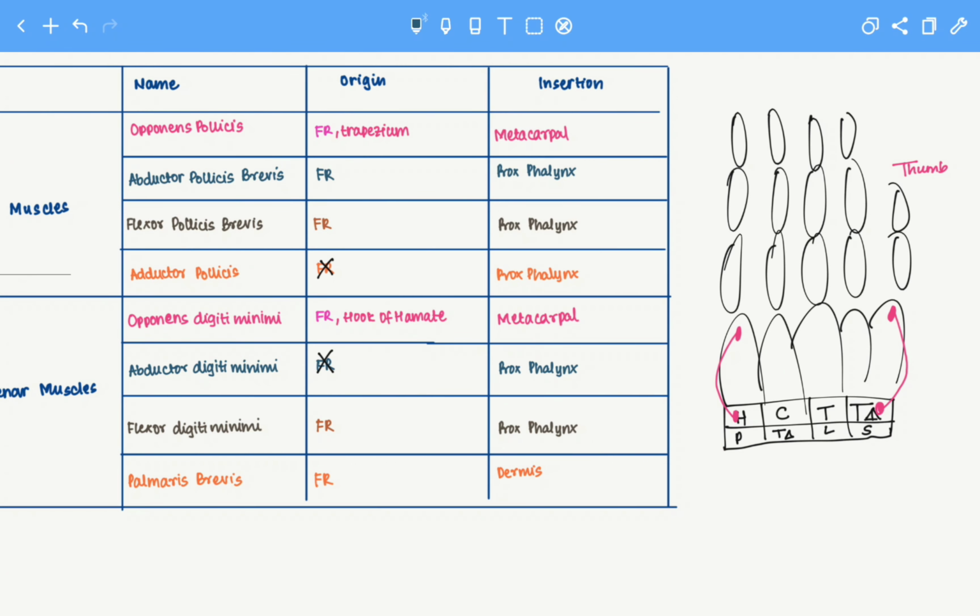One thing we must keep in mind is that the abductor muscle will be slightly longer than the opponens muscle. Therefore, it will start below the opponens muscle. It will start on the scaphoid and the trapezium, inserting further up on the proximal phalanx.